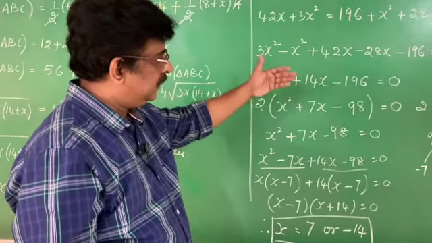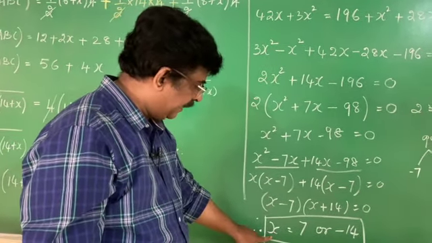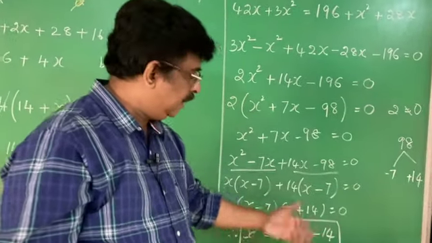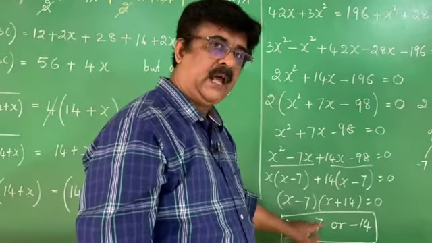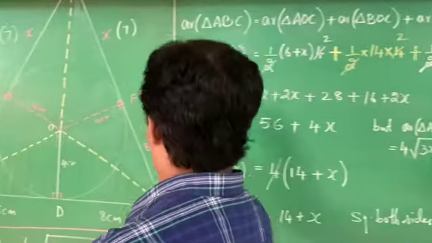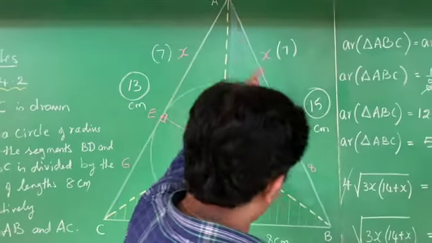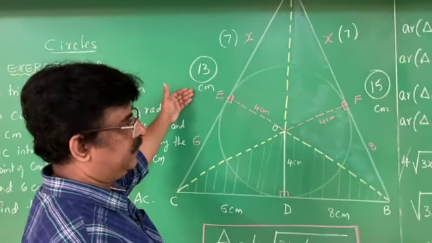Here we use the factorization of the trinomial. And I got two values, x is equal to 7 or x is equal to minus 14. Measurements cannot be negative, therefore x is equal to 7. I got the value of x, I go back to the diagram, where the x is there, I replace x as 7, then I get the lengths of the sides. AB is equal to 15 centimeter and AC is equal to 13 centimeter.